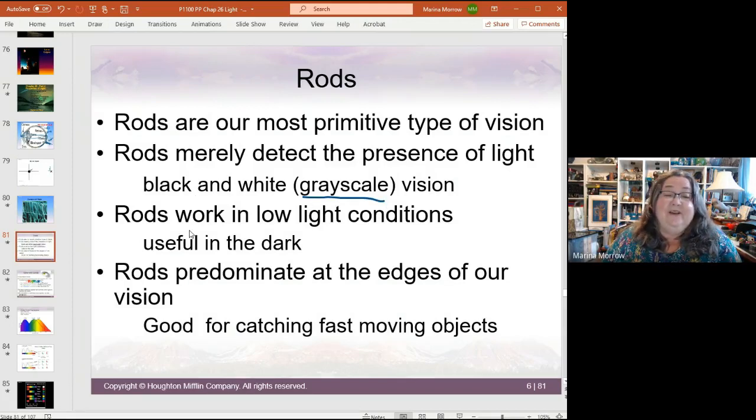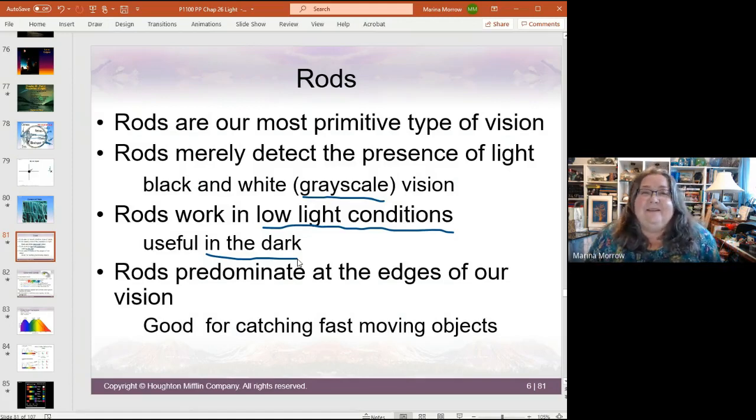Now, this is very useful because they're primitive, but because of that, they don't take much energy. So these are the ones we use when we're stumbling around in the dark, and we may not care what color things are at that moment. We just want to avoid running into them. It's also one reason that when you're out in the parking lot having trouble finding your car, you can't tell what color it is, because your cones aren't working. They take too much energy. But your rods are working.